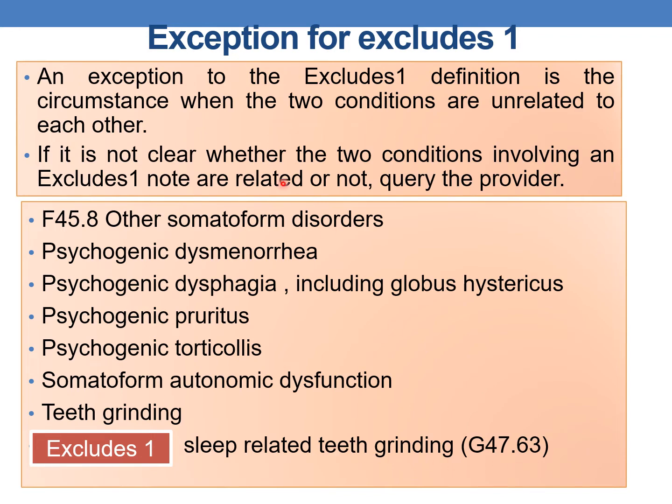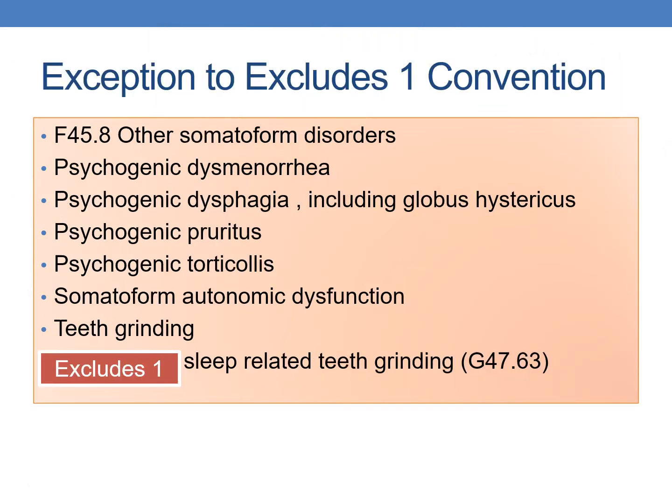This is an exception. An exception to the Excludes 1 definition is the circumstance when two conditions are unrelated to each other. When the two conditions are unrelated to each other, you can code those two conditions together. If it is not clear whether two conditions involving an Excludes 1 are related or not, we must query the provider. This is the exception for the Excludes 1 note. Excludes 1 note is nothing but a pure excludes note. That means not coded here. This is the same example that we have discussed earlier.